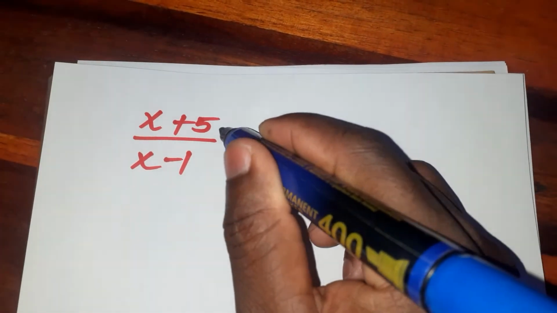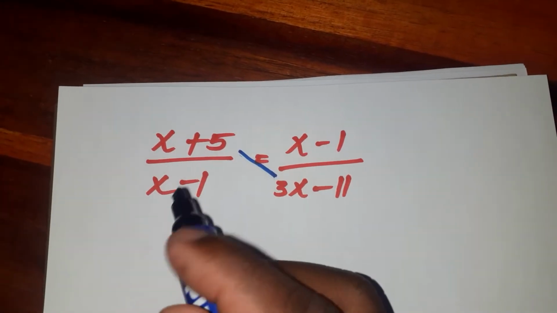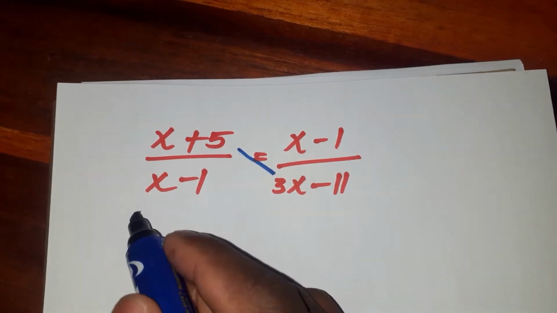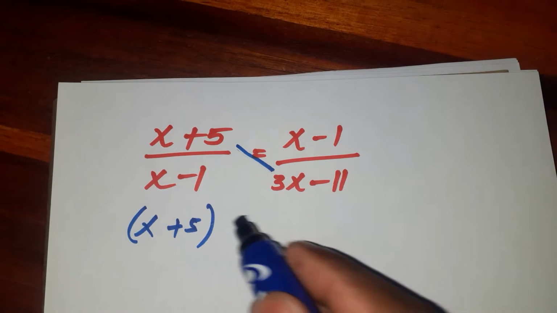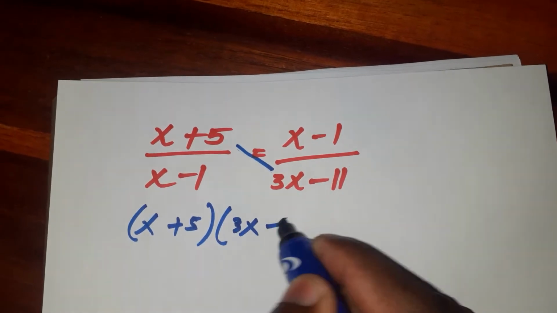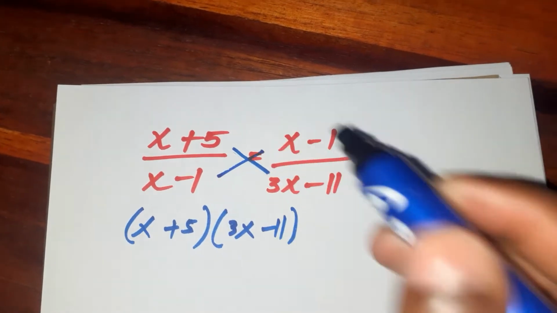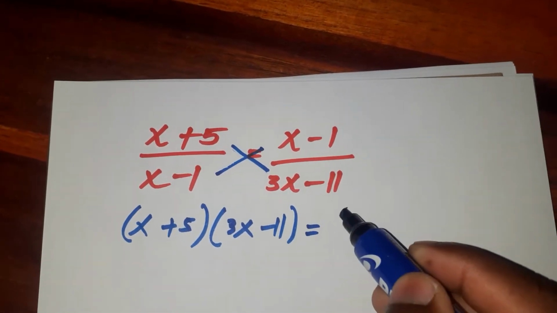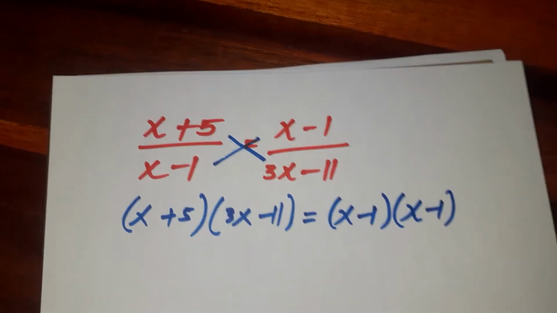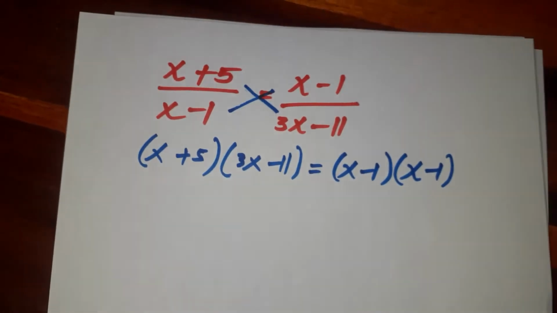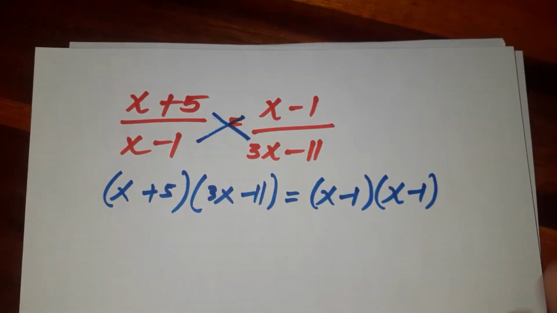We multiply these two, and we need to put brackets now. We start with that numerator there, then we have x plus 5, multiplied by 3x minus 11, and then we also multiply these two, then you're going to say equal, and then x minus 1 times x minus 1. Now after that, we have to expand these two, the brackets on the left and the brackets on the right.